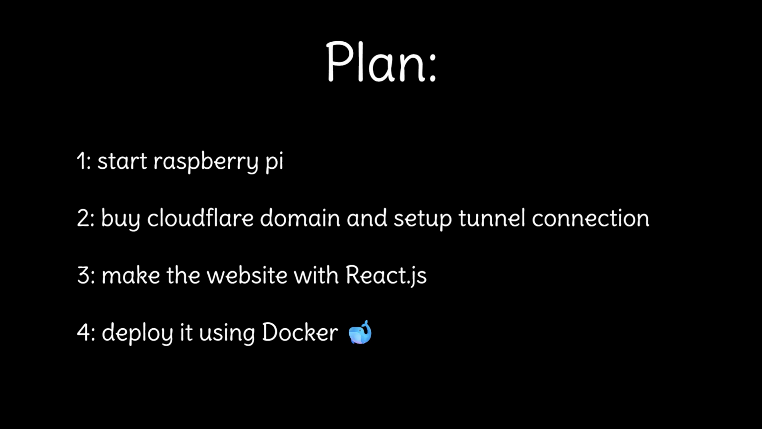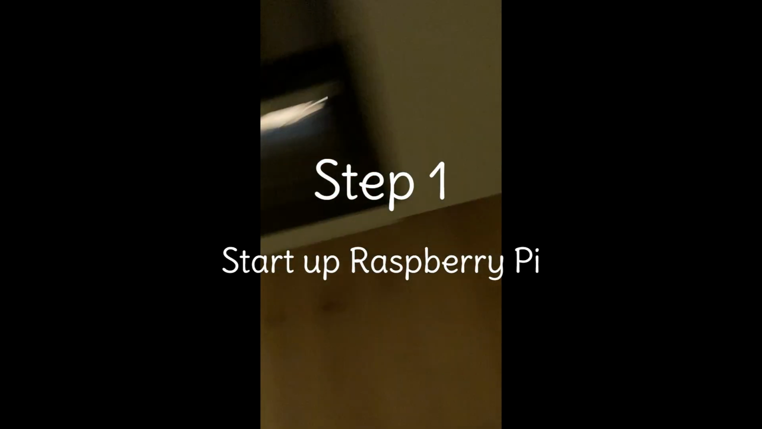So here was the overall plan for making the website. Step 1, start the Raspberry Pi server. Step 2, buy the Cloudflare domain and set up a tunnel connection because I don't have a static IP. Step 3, make the website itself with React.js. And number 4, deploy it using Docker. So first of all, I went and got my Raspberry Pi out of the closet.